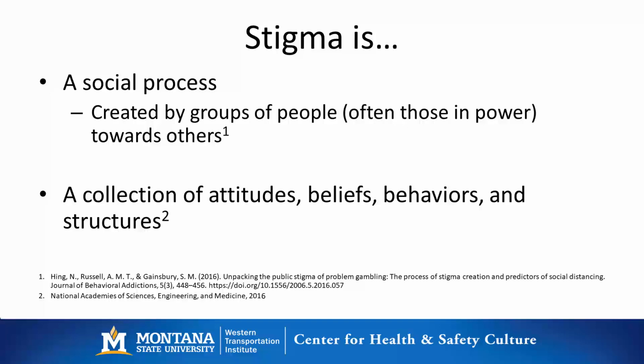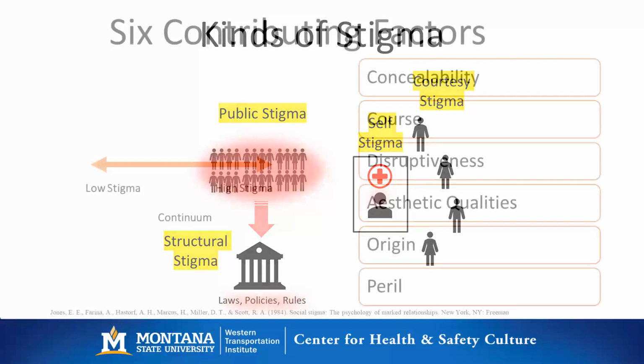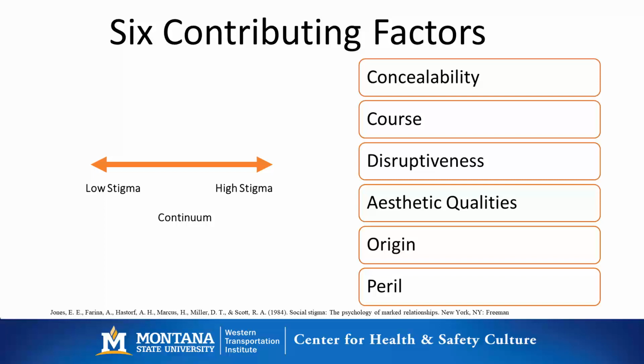Stigma is complex, and it can appear in several different ways. We explored 4 kinds of stigma: public stigma, self-stigma, courtesy stigma, and structural stigma. And we talked about the negative consequences that stigma can result in, like barriers to new relationships, lowered self-esteem, feelings of shame and guilt, and a reduced sense of hope, just to name a few. We also started to dive into exploring why certain conditions get stigmatized and others don't. And we looked at a variety of different factors that researchers have identified as contributors to stigma.